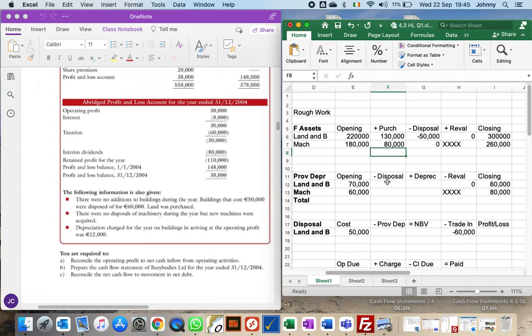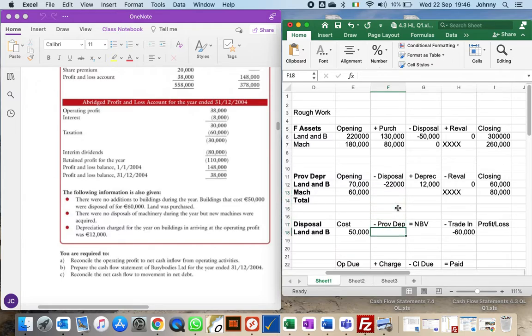Now the provision for depreciation. Depreciation charge for the year for buildings, written in the operating profit, was 12. So my depreciation expense for land and buildings was 12. Now there's a missing figure here, which is our disposal for land and buildings. So our opening figure was 70, plus we had another 12 grand added on for depreciation expense for this year, and we ended up with a closing figure of 60. So that means 70 plus 12 is 82, and we finish up with 60. That means 22 must have been taken out for the thing that we disposed of.